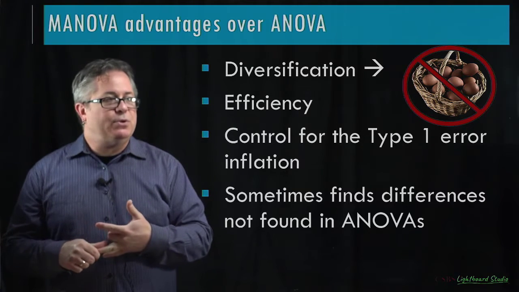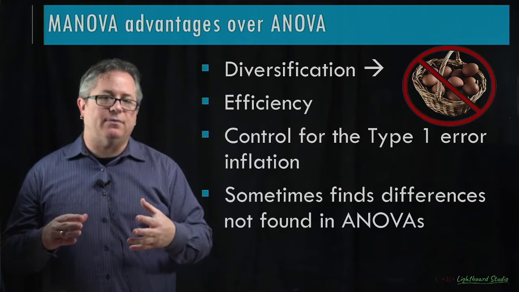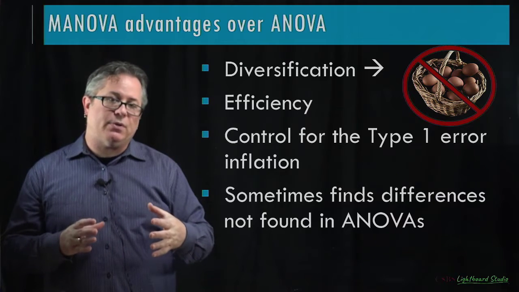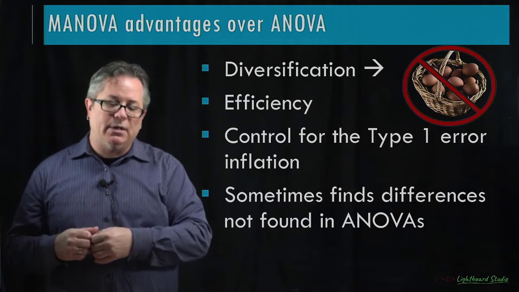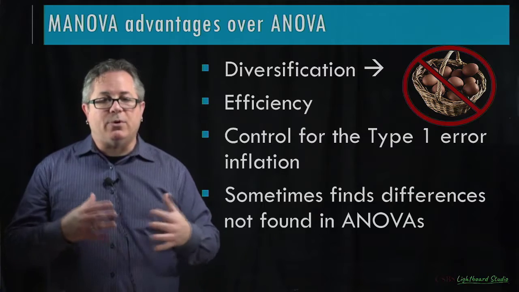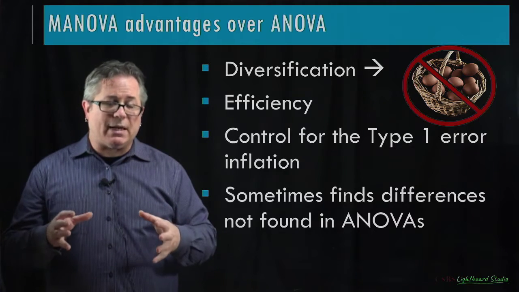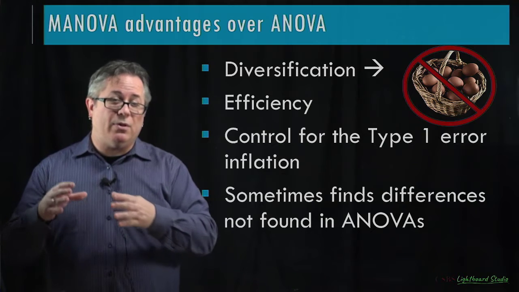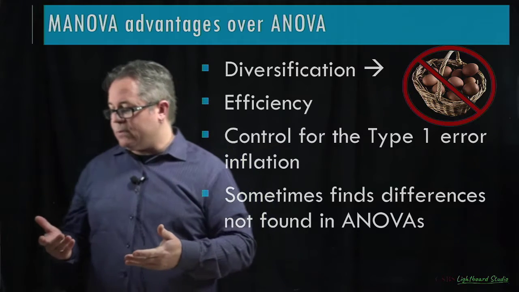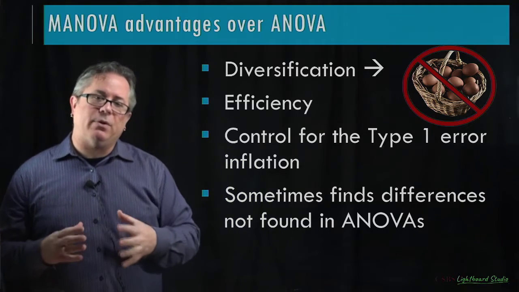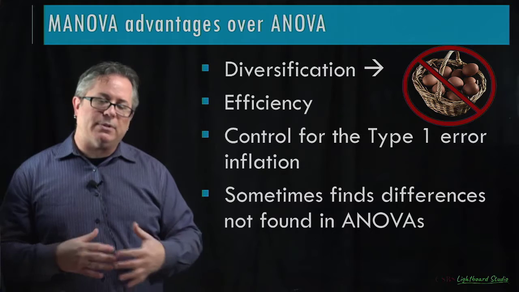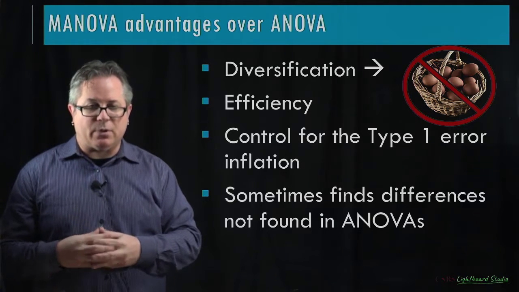So what MANOVA allows you to do is to include a few dependent variables at one time so that you can see if your research design can impact any of them. It may impact all of them, it may only impact one of them, but the MANOVA will allow you to sort that out, and it allows you to diversify the impact that your IVs may have on a group of dependent variables. It also is more efficient in the sense that you're able to do lots of comparisons, lots of tests, all in one overall model, which makes it a much more efficient design relative to ANOVA.